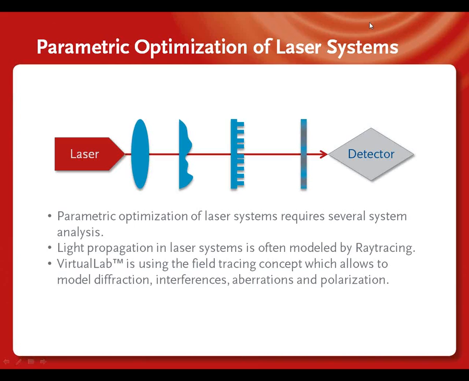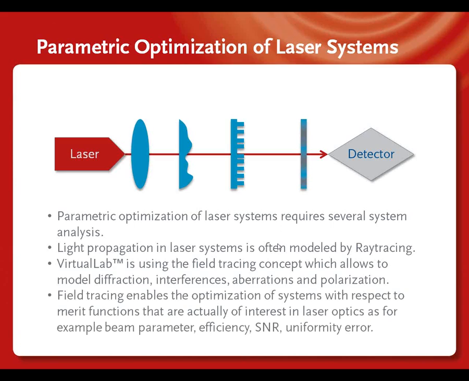We can use diffraction and interference effects during optimization to reach a specific light distribution, or we can compensate diffraction and interference effects if they are not useful in our application. So this is the major point if we compare parametric optimization of a laser system in VirtualLab with a parametric optimization, for example, in a ray tracing program, that we add to the simulation these diffraction and interference effects. We can take into account these effects and have a better optimized laser system.